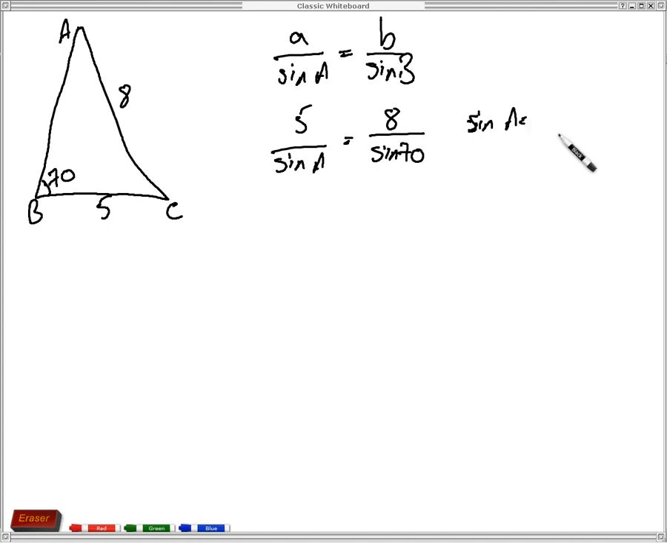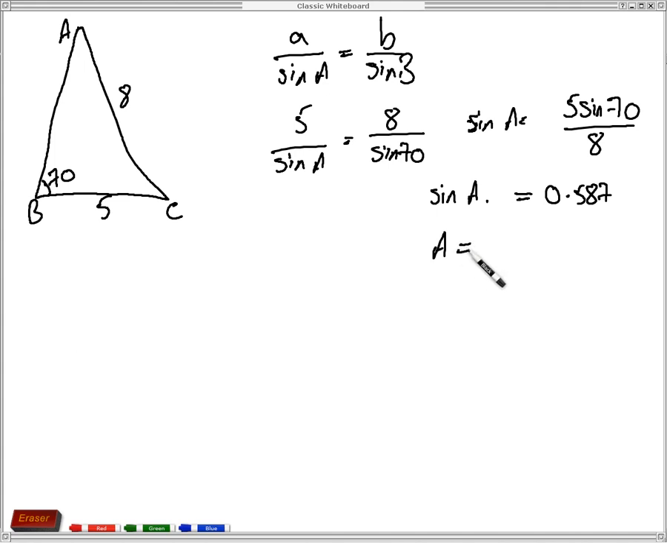sine A equals 5 sine 70 over 8, which comes out at, put it in the calculator, 0.587, roughly down to 3 figures. Remember, this is sine A. So the next thing I'll do is use the inverse sine function on my calculator to get the angle A, and that comes out at 36 degrees.